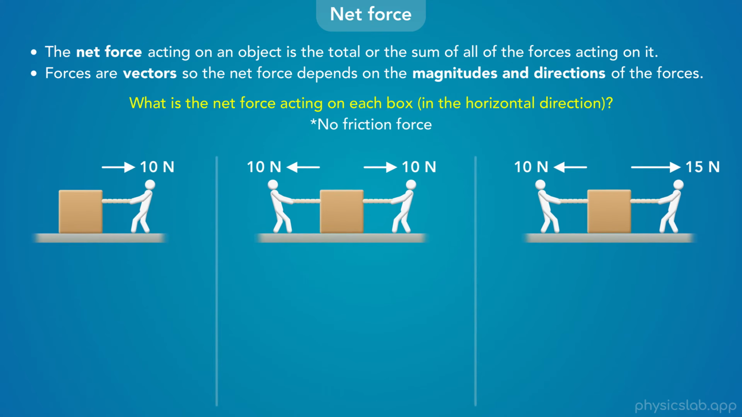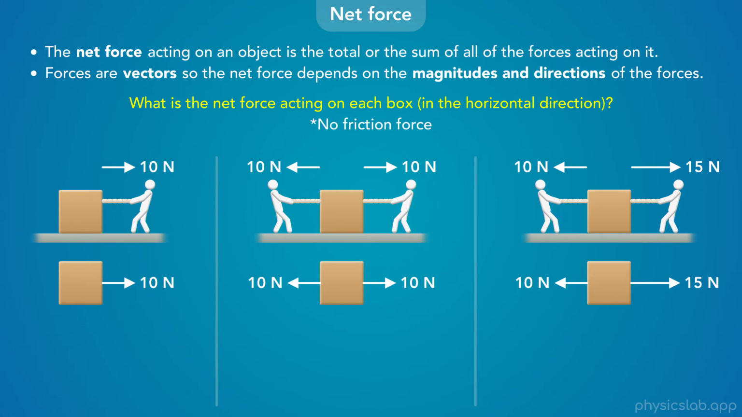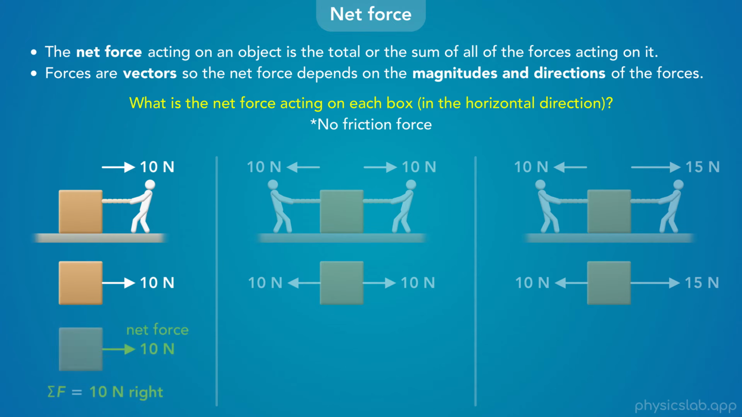Okay, so first, let's draw free body diagrams that just show the horizontal forces on each box. In the first example, the person is pulling the box to the right with 10 newtons of force. Remember, a newton, capital N, is the SI unit of force. Since the box only has one force acting on it, that's also the net force on the box. So the net force is 10 newtons to the right.